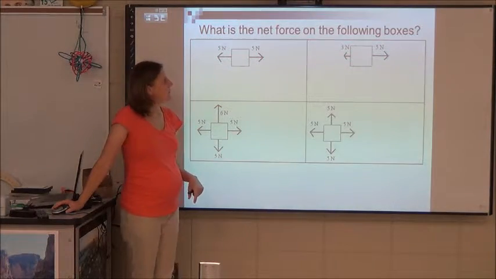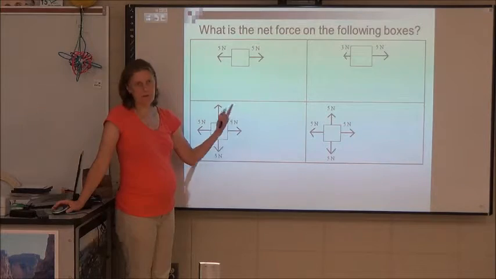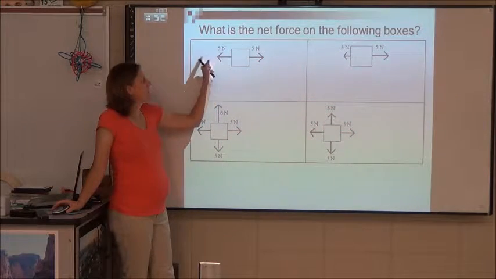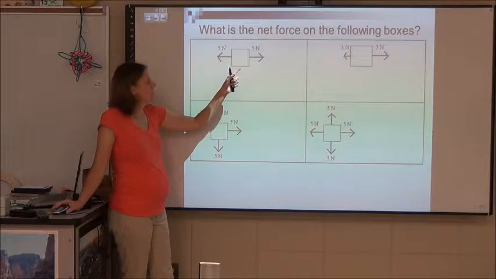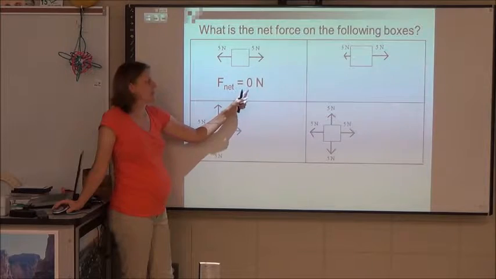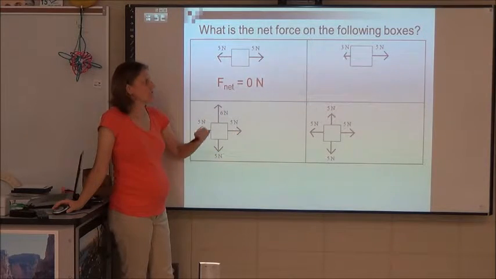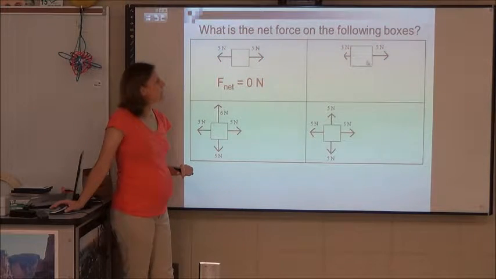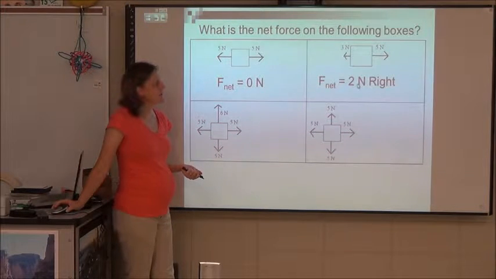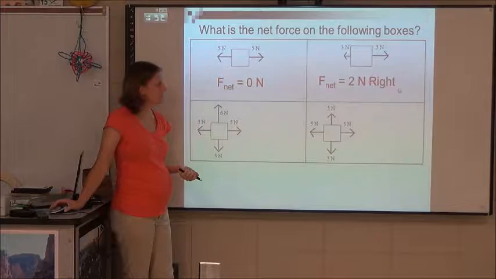All right, so what's the net force on the following boxes? We actually used this same slide in 9th grade. But like I just said, if you got left, right, same magnitude, please don't tell me that the net force is 10. The net force here is nothing. They cancel out. Directions matter. 3 to the left, 5 to the right, that's definitely a net of 2 newtons to the right.